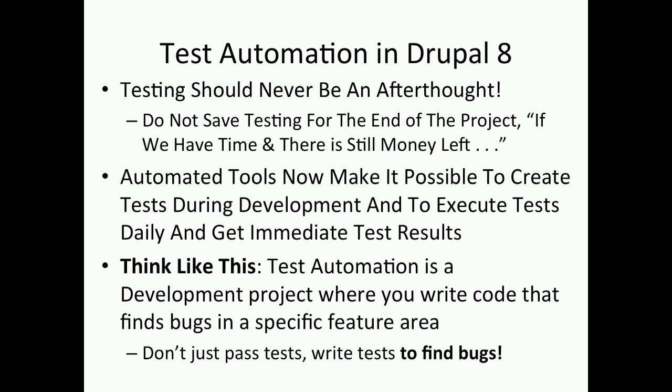As I say, testing should never be an afterthought. The solution is automated tools. Automated tools now make it possible to create tests during development. That's the whole idea I'm trying to stress for the whole DevOps thing. You can code to develop the features, and also somebody else codes to find bugs. And the way I try to sell it is test automation is a development project. Don't think of it necessarily as testing. Think of it as development, where you write code that finds bugs in a specific feature.